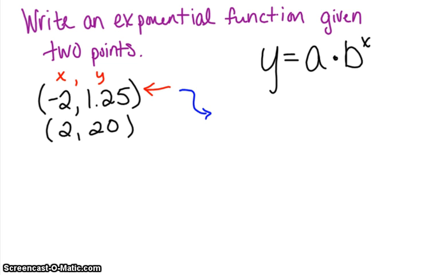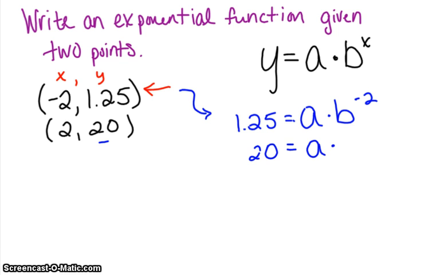So we're going to have 1.25 equals, we don't know what a is yet, and we don't know what b is yet, but we know the y value, the x value that goes with 1.25 is -2. And I'm going to do the same thing with the second point. So I know the y value is 20. And I know that x value is 2.